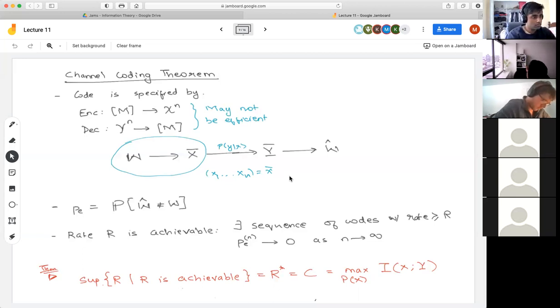So the channel will introduce some errors, and the initial W was also chosen uniformly at random. That was our assumption, from this set of messages M. And we're looking at the probability of error. Any questions about, I mean, we haven't proved this theorem at all. We'll talk more about it, but any questions about the statement, about the model?